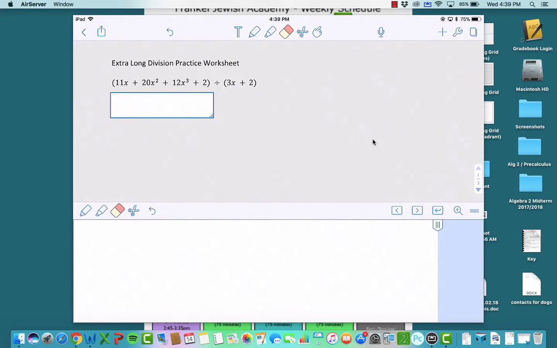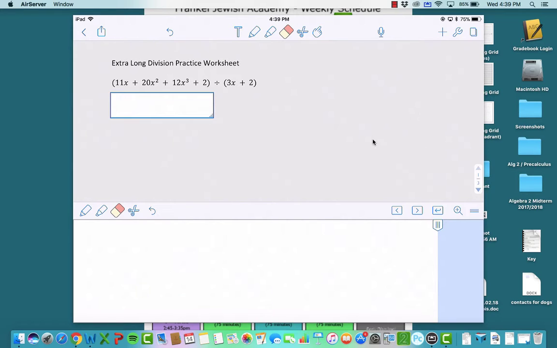Okay, so this video is for extra practice of long division. I'm going to do the first and the last example and let you try the third example on your own. This worksheet is on Schoology if you'd like to follow along. So, the first thing we do when we do long division is we make sure it's in standard form.